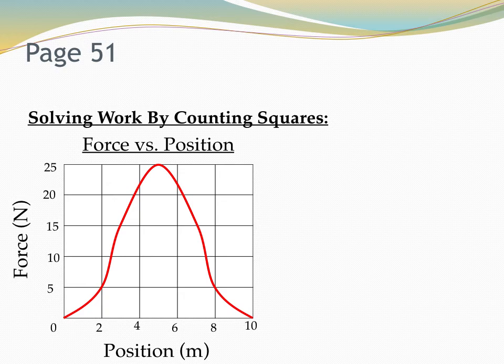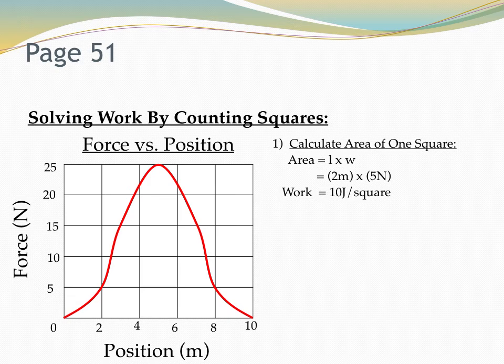Let's look at this graph. Please consider this graph, friends. It's on page 51 now. So first thing we're going to do is calculate the area of one square. Boom. So area, length times width. If we look at our left bottommost corner, because that's just the easiest place to start, we have 2 times 5. So that tells us that there's 10 joules represented in each square. Okay, easy. All right, so now let's count the whole squares.